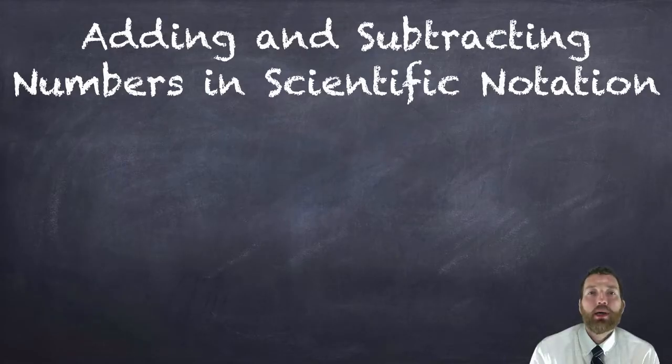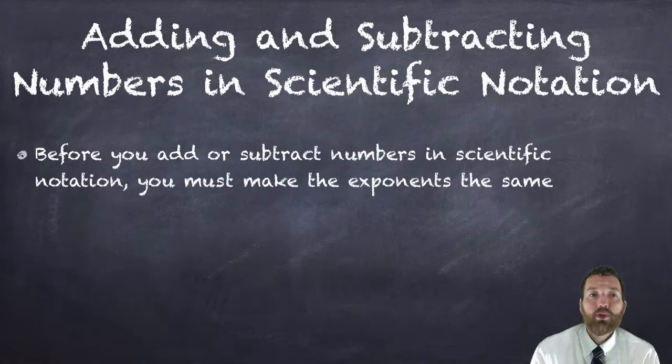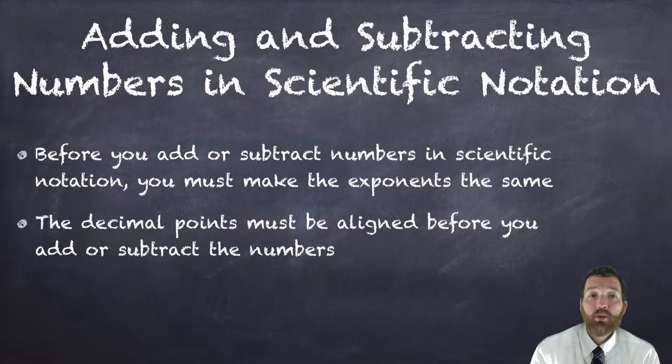So we're still talking about how to do math with numbers in scientific notation, and this time we'll be talking about adding and subtracting numbers in scientific notation. There's only one rule you need to remember when doing both addition or subtraction, and it's that before you add or subtract numbers in scientific notation, you have to make the exponents the same. Once they're the same, you can align the two numbers at the decimal points and then add or subtract them.